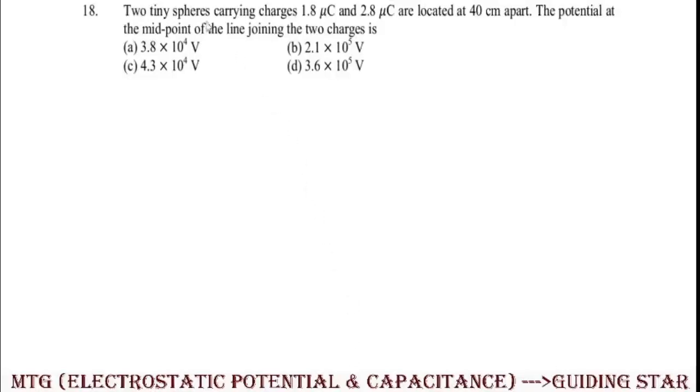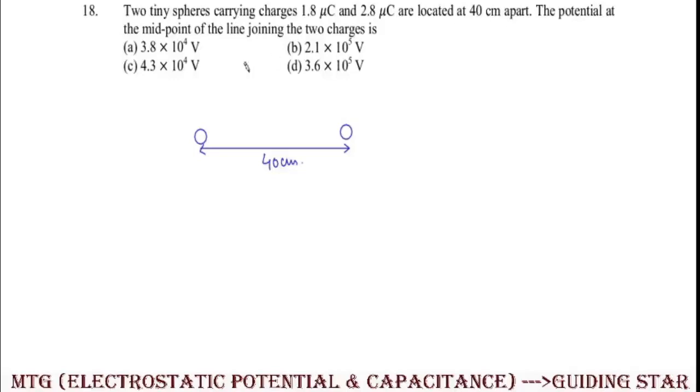Moving to question number 18. Here, two tiny spheres carrying charges 1.8 microcoulomb and 2.8 microcoulomb are located 40 centimeter apart. Two tiny spheres, that means assume that there are two tiny spheres, these spheres are located at a distance of 40 centimeter apart. That means distance of separation is generally taken from the center of the given spheres. So this is 40 centimeter.